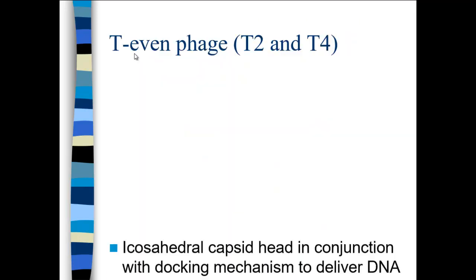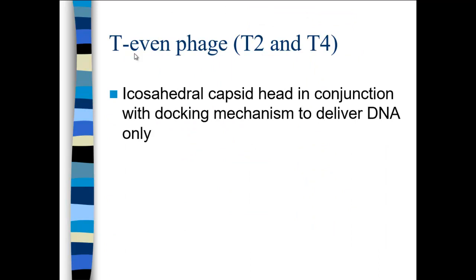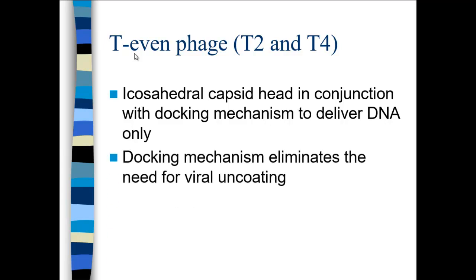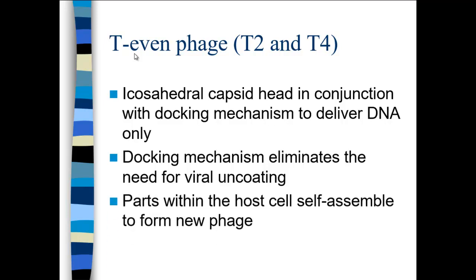Okay, and here are some different types of phage. These are used primarily to infect E. coli. They're called T-even phage. Don't worry about where T2 and T4 come from, but they have an icosahedral capsid head, and then the docking mechanism, that long tube, allows delivery of the DNA. So the virus doesn't have to actually invade the cell and uncoat. The DNA with this docking mechanism is just simply injected into the bacterial cell.